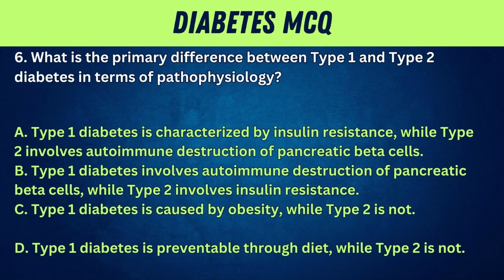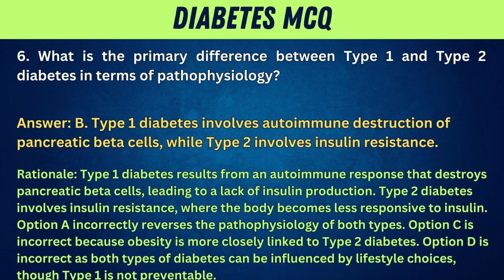6. What is the primary difference between type 1 and type 2 diabetes in terms of pathophysiology? A. Type 1 diabetes is characterized by insulin resistance, while type 2 involves autoimmune destruction of pancreatic beta cells. B. Type 1 diabetes involves autoimmune destruction of pancreatic beta cells, while type 2 involves insulin resistance. C. Type 1 diabetes is caused by obesity, while type 2 is not. D. Type 1 diabetes is preventable through diet, while type 2 is not. Answer. B. Type 1 diabetes involves autoimmune destruction of pancreatic beta cells, while type 2 involves insulin resistance.